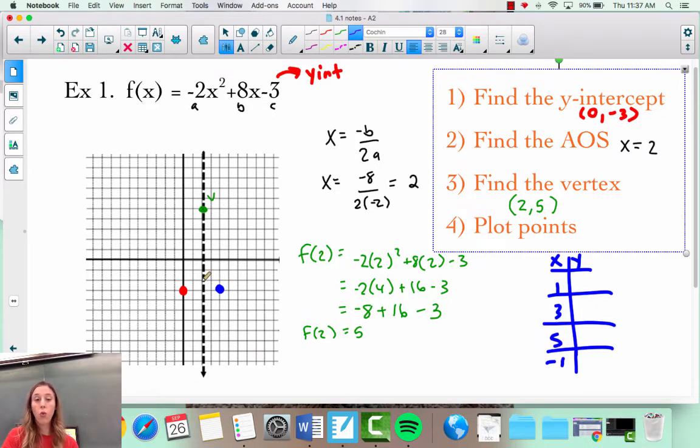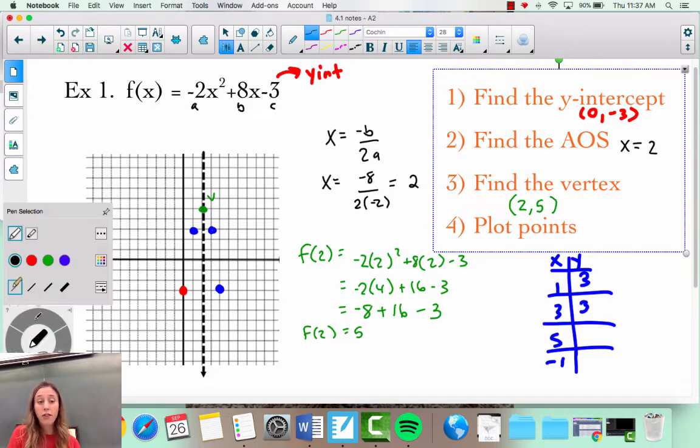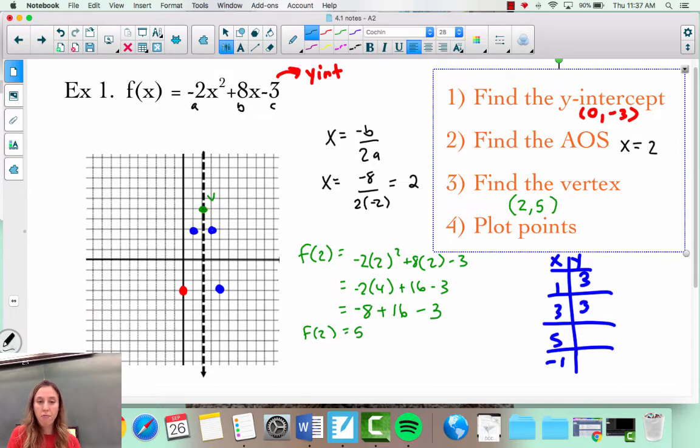So if I plug in 1 into my equation, we'd get negative 2 plus 8 minus 3. That's 3. So I can go to 1, positive 3. And I know that the other side should match that. So when I plug in 3, I should also get positive 3. And now I've got 5 points. That's really all you need in terms of connecting your graph. If you get more than 5, that's great, but I'm only going to be looking for 5 points. Connect it so it has that U shape to it, and then you're done.